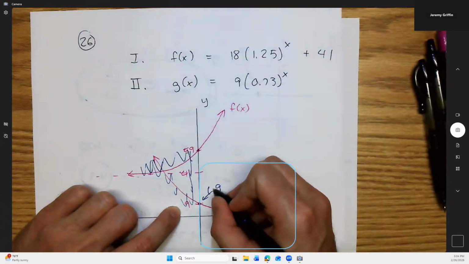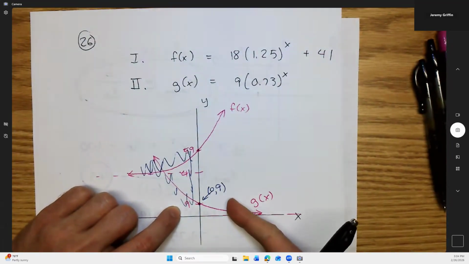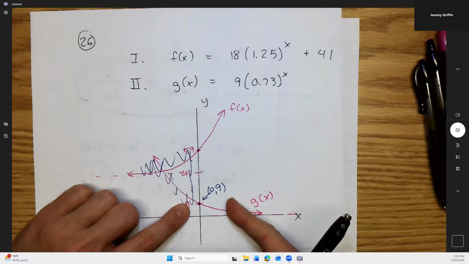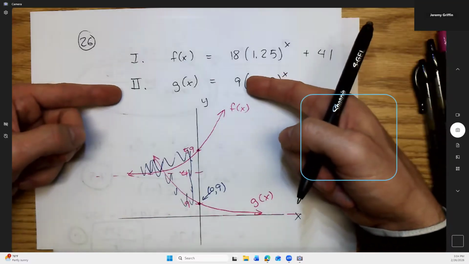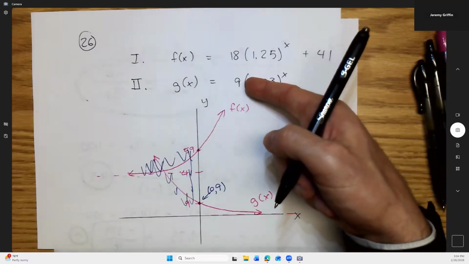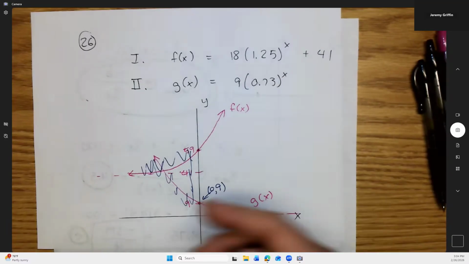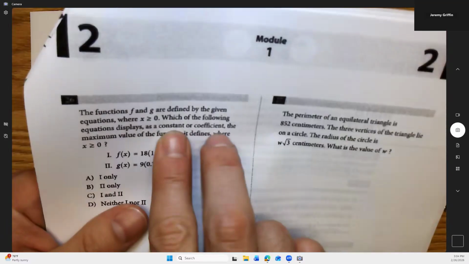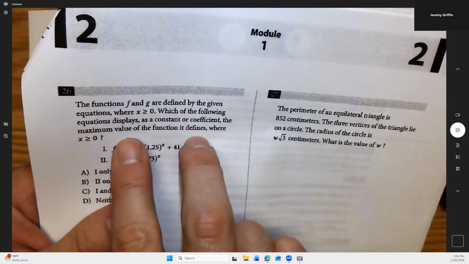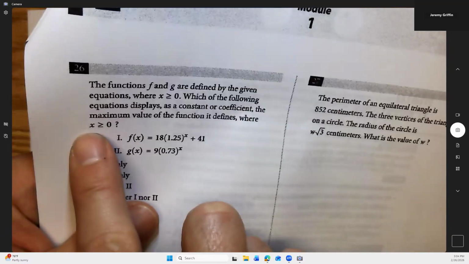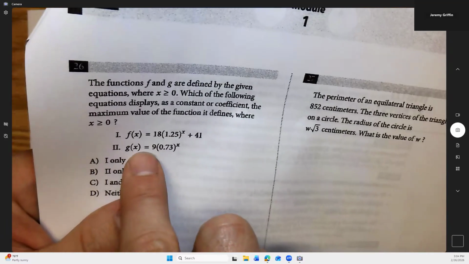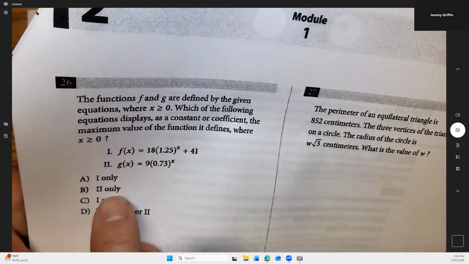It's (0, 9) as a coordinate. It's a maximum value of 9. Does that value 9 show up in the equation? Yeah, it does right here, and that's what they were asking. They were saying, is there some number, either as a constant or coefficient, that could represent the maximum value? And there is for g of x. Again, on the specified domain, the maximum value is 9, and it shows up right there. So I think the answer is 2 only.